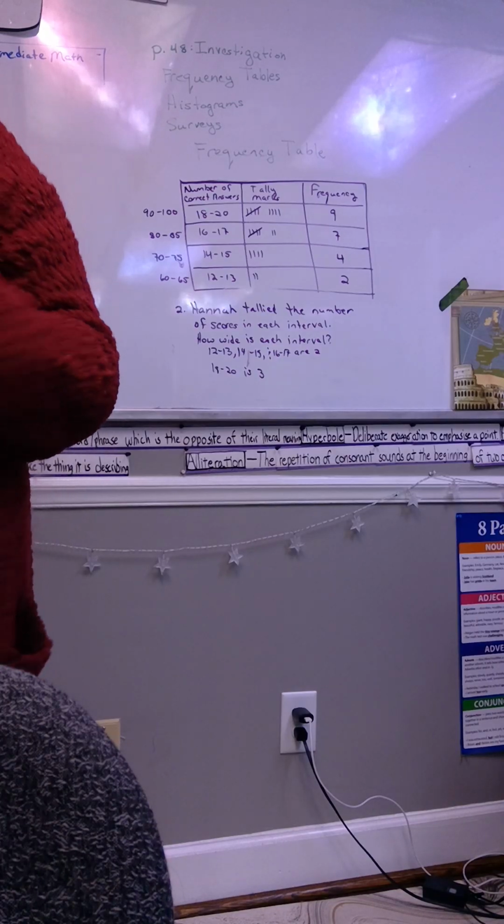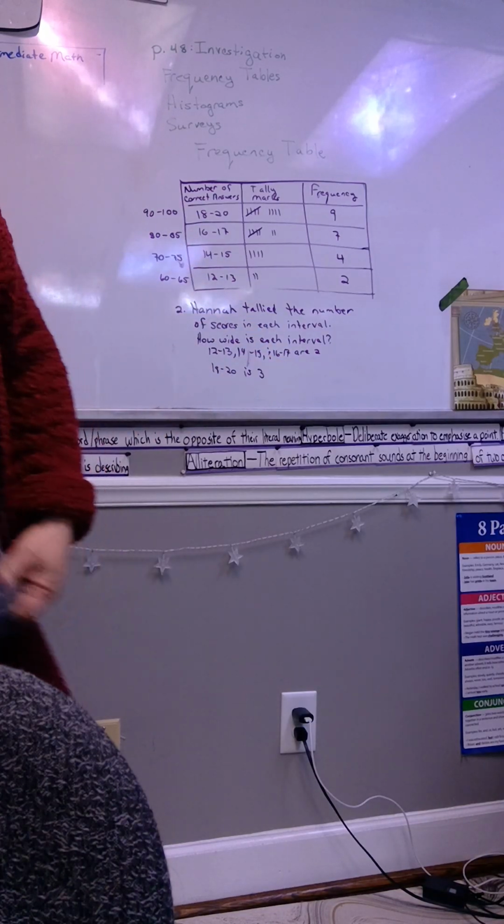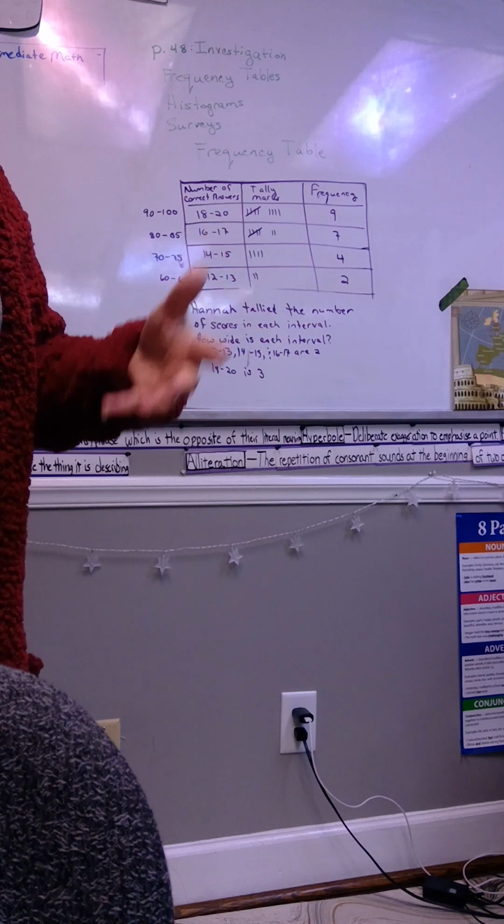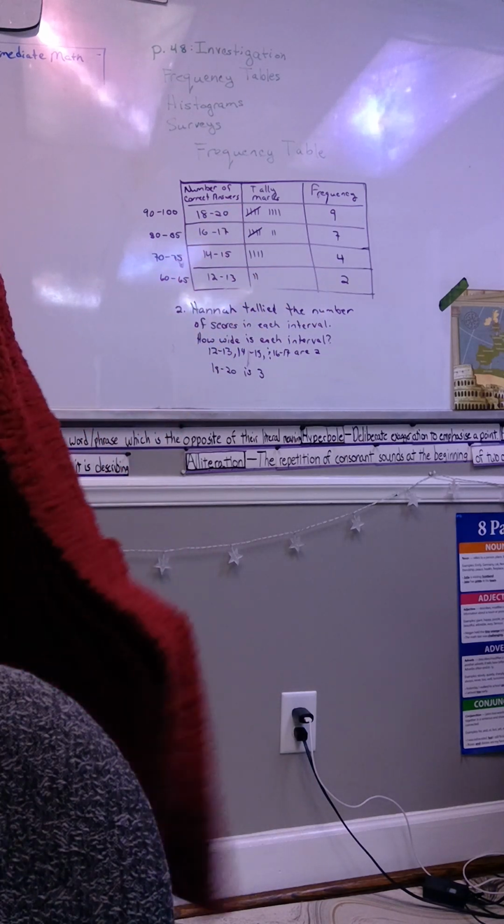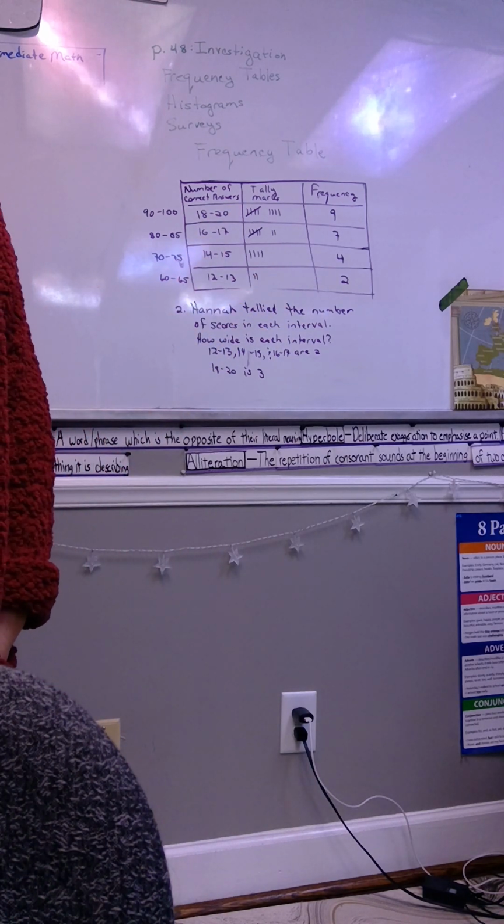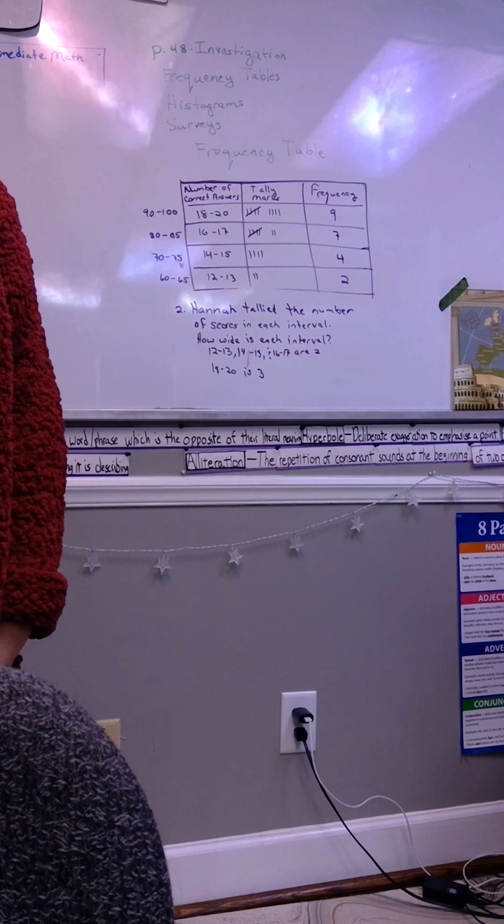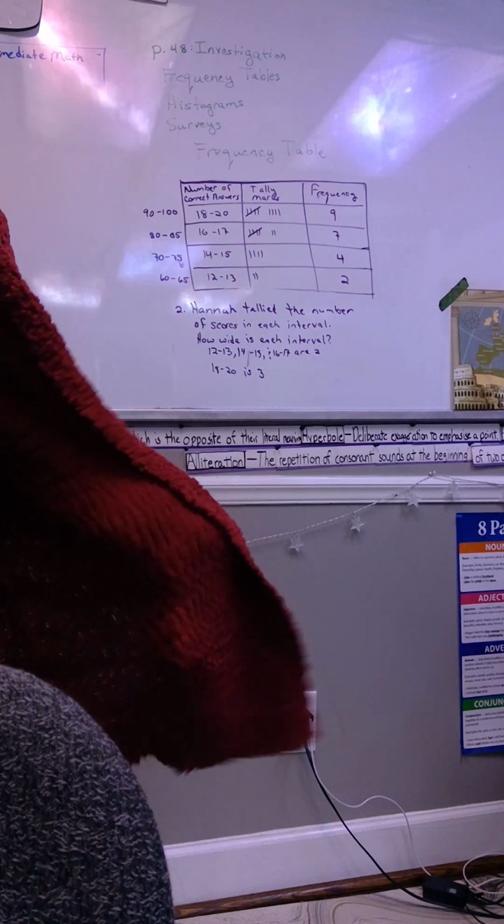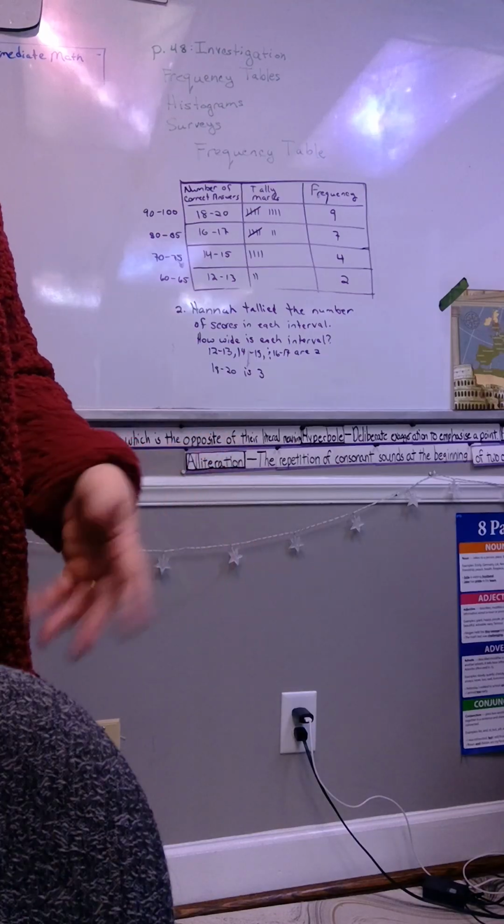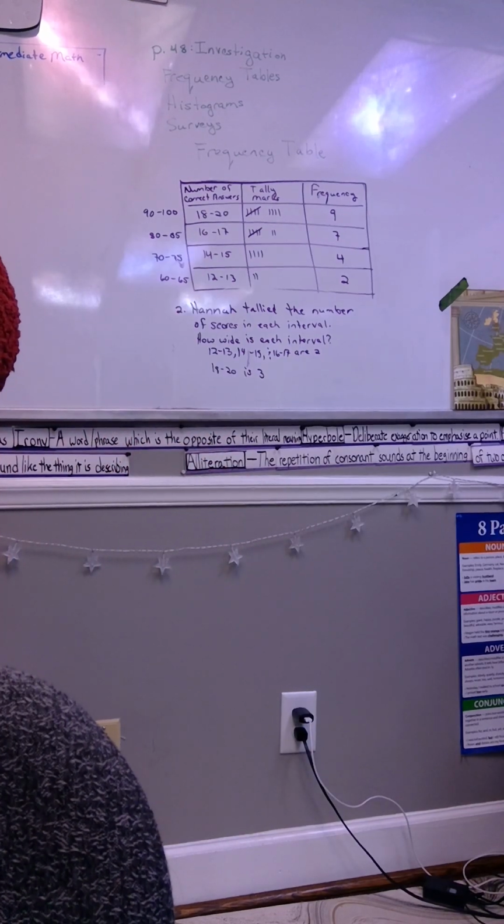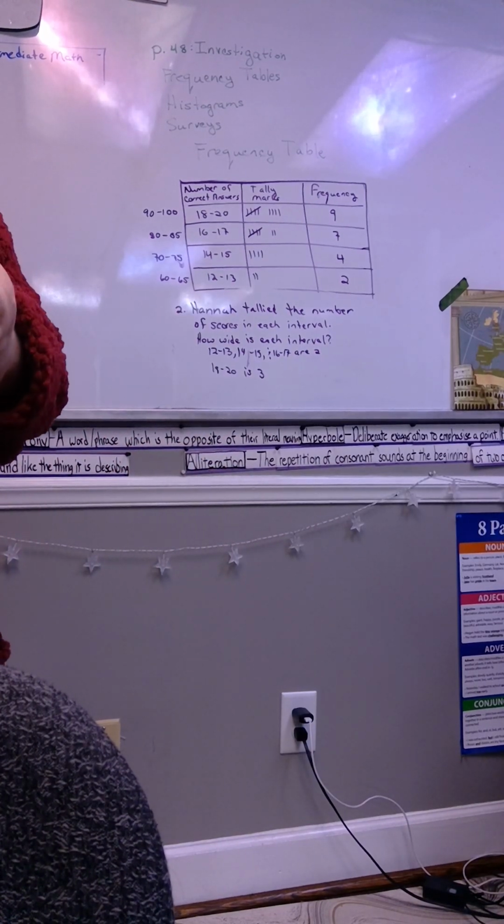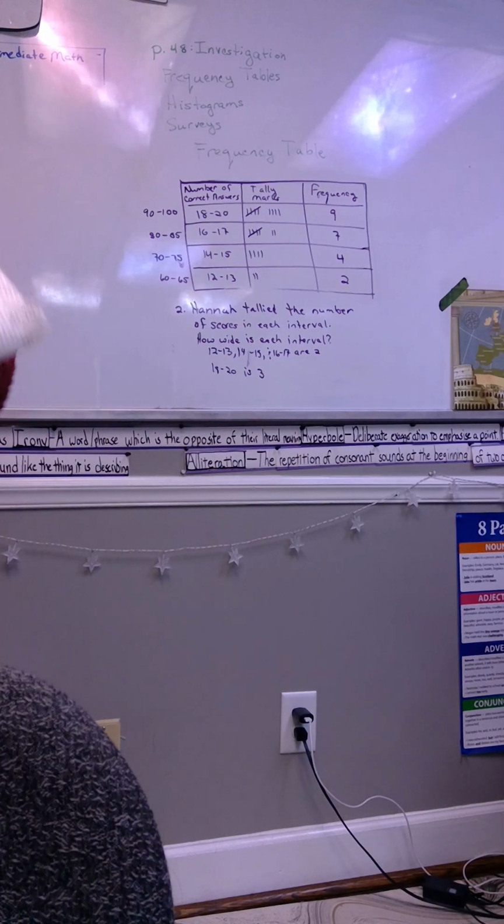And number 4 says, create a frequency table to track your test scores throughout the year. After each year, update your frequency table. At the end of the year, you will have a record of all your test scores. I'm not going to make you do that. You can if you want, but you do not have to. Well, so far, we've only had one math test. Okay. We will have more.